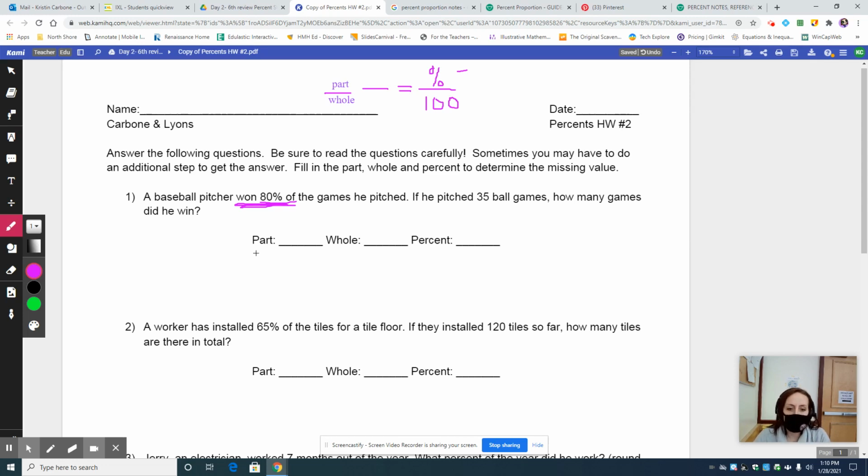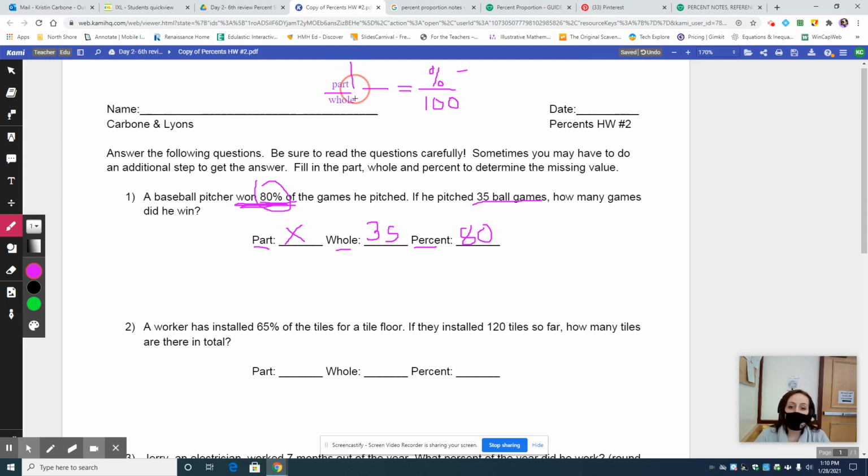Well, first we need to identify if it's a part, a whole, a percent, where it belongs. The percent is very obvious. The percent is always a percent. So 80. If he pitched 35 games in total, would that be a part or a whole? What do you think? It would actually be the whole, because it's 35 games and we want to know which ones did he win of the total. So 35 would be our whole, and we're looking for the part, and we use X to represent unknown values.